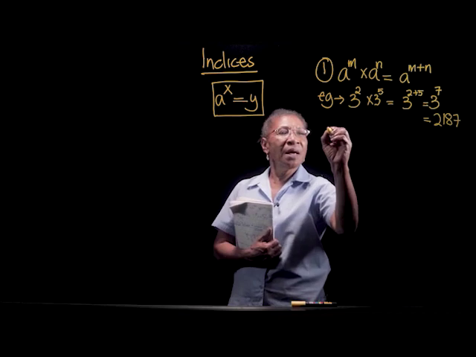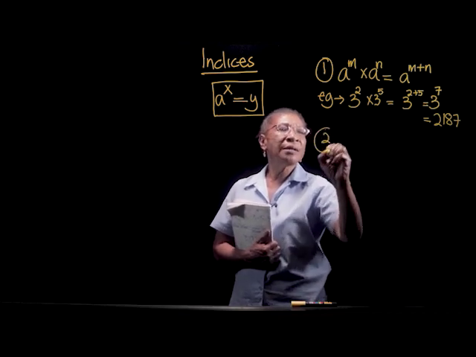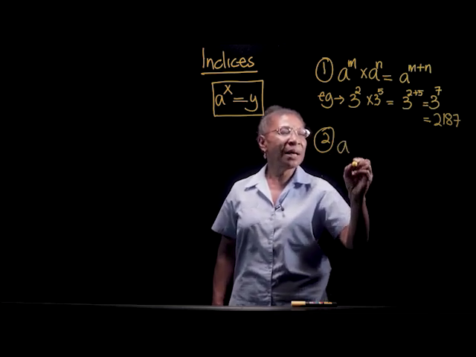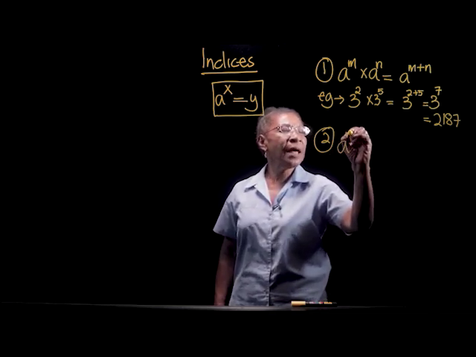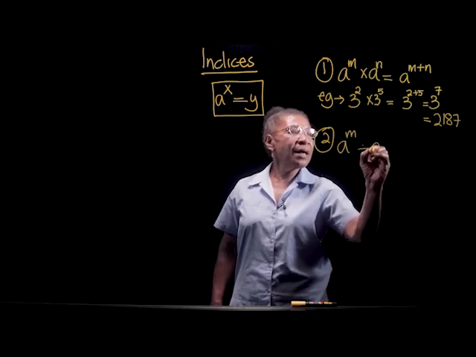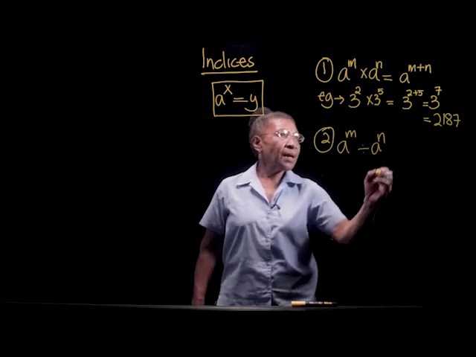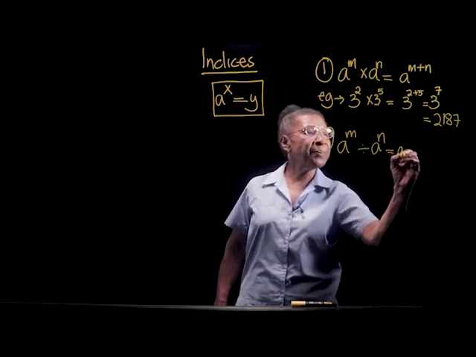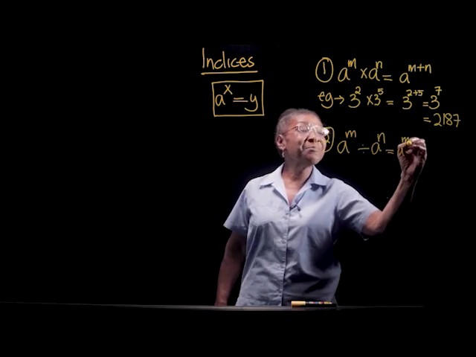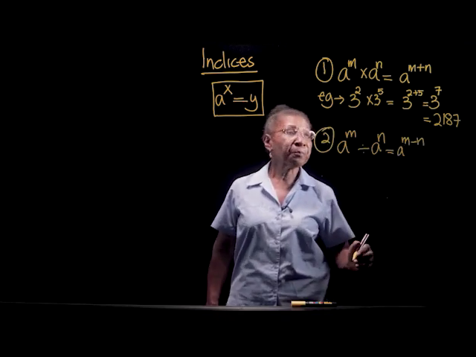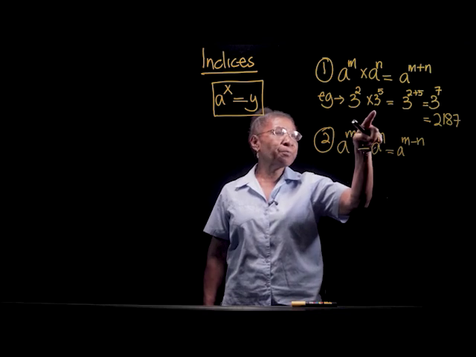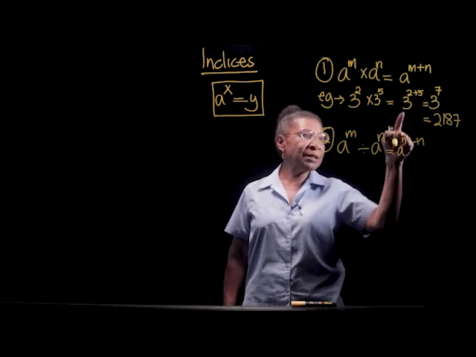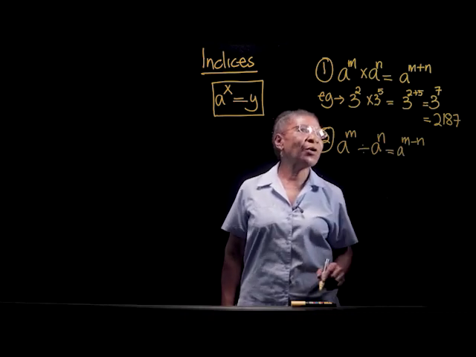Let's continue on. And let's look at indices law number 2. In indices law number 2, we still have the same base, a to the power of m divided by a to the power of n. That means that the fact that it is a common base, what we do is this: we keep the base and we subtract the power. When it is multiplication, we keep the base and we add the power. In division, we do the opposite of multiplication and we subtract.